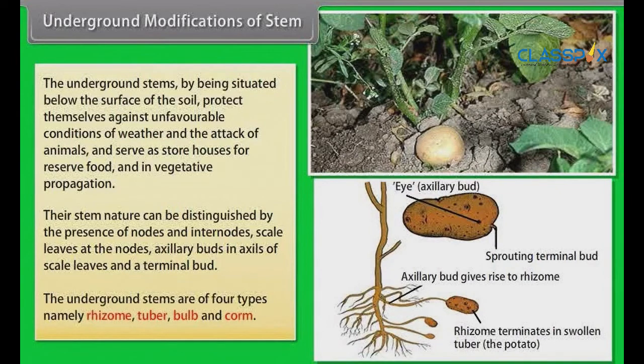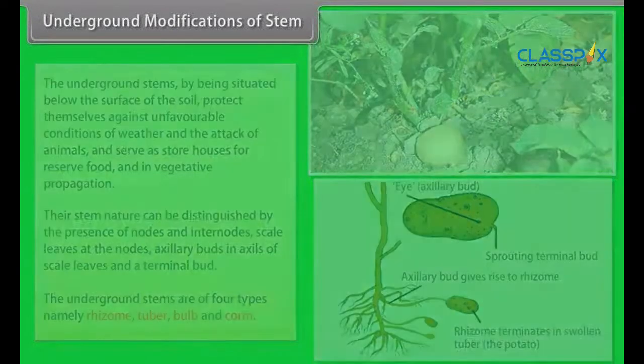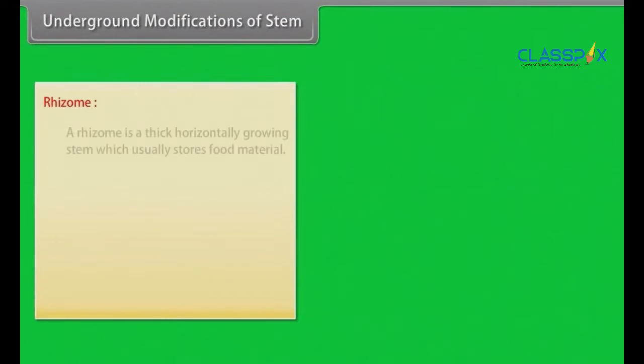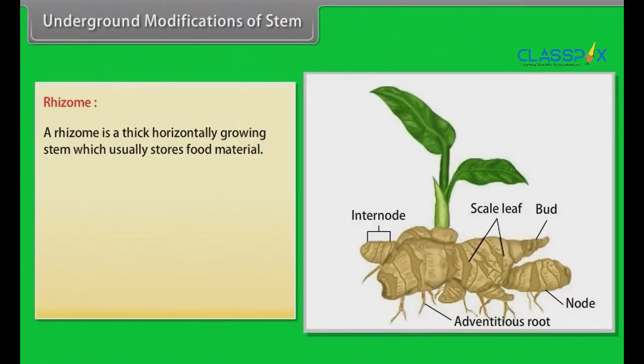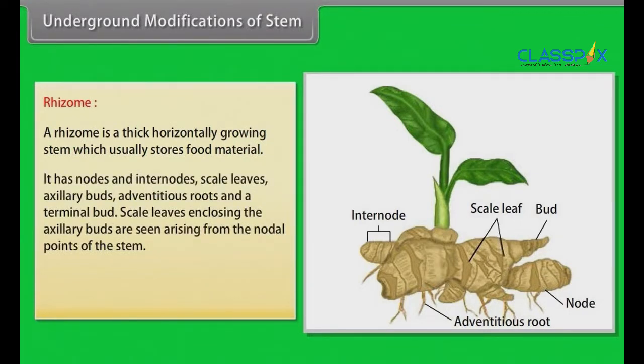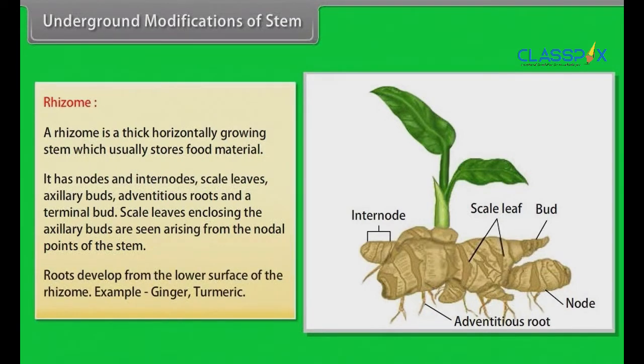The underground stems are of four types, namely rhizome, tuber, bulb, and corm. Rhizome. A rhizome is a thick horizontally growing stem which usually stores food material. It has nodes and internodes, scale leaves, axillary buds, adventitious roots, and a terminal bud. Scale leaves enclosing the axillary buds are seen arising from the nodal points of the stem. Roots develop from the lower surface of the rhizome. Example: ginger, turmeric.